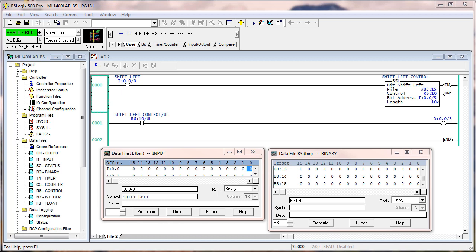You can see that in the binary file B3, I have it opened a little deeper to show 13, 14, 15. That's really not necessary. If you just had 15 shown, you would be fine. One of the challenges of using these instructions is being able to follow what's going on. You look at the logic, you've got an input 0, which would say shift left. If that goes on, and notice my bit address in the instruction is input 5.